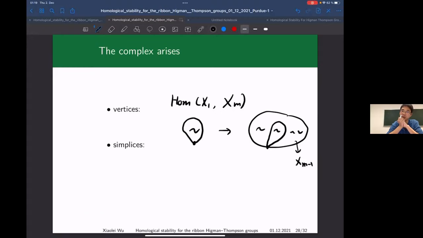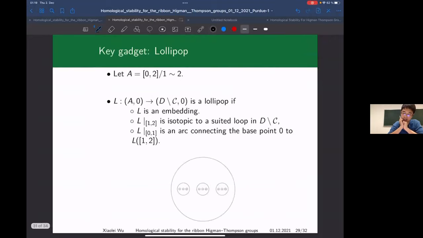So our proof is also exactly parallel to their proof. But the difference is, in our case, it is way harder because we have to deal with all kinds of curves. And at the end, our proof boils down to something we call the lollipop complex, and we need to prove this complex is highly connected. So maybe I should say what these things are.